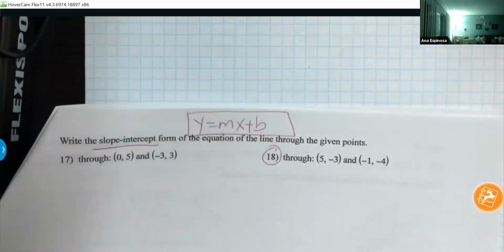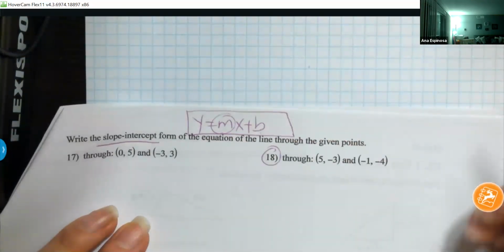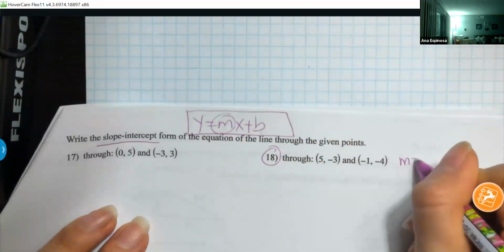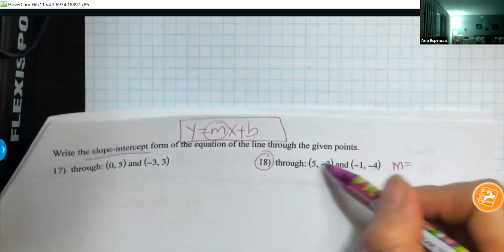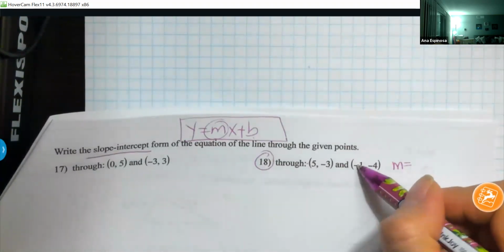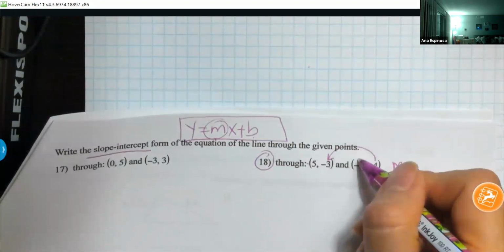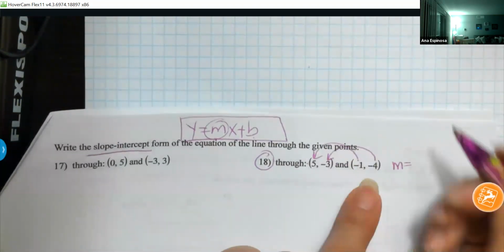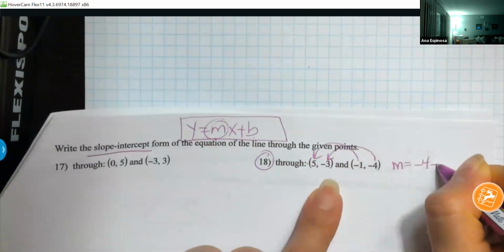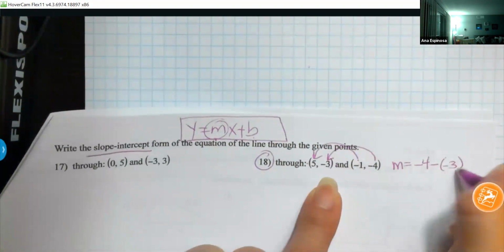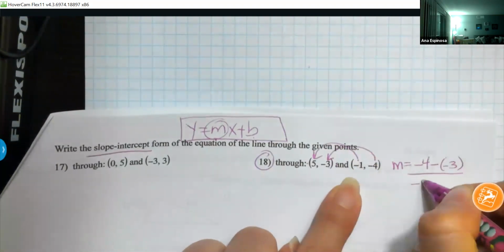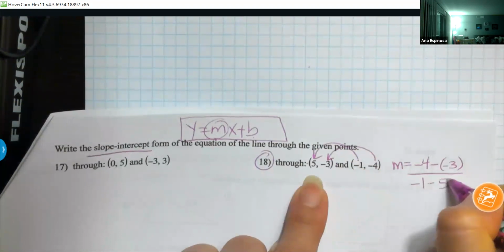First of all, I need to find the slope. How do I find the slope? Just like we did earlier. You can label x1, y1, x2, y2. Subtract. So I'm going to do this minus that, this minus that. So I'm going to go -4 minus -3 over -1 minus 5.